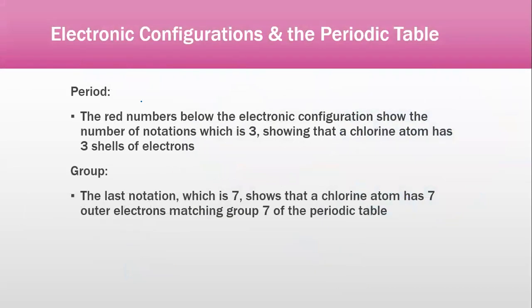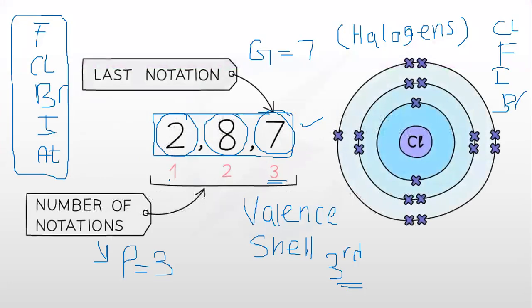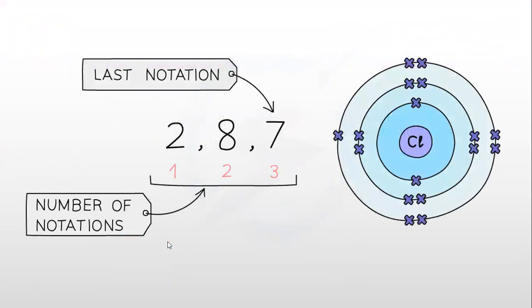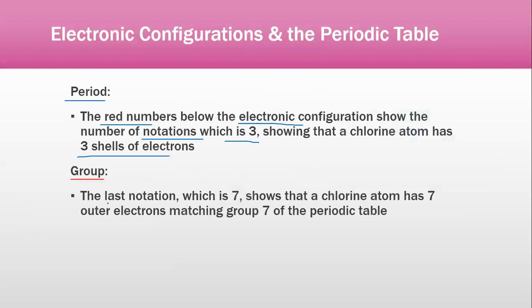Electronic configurations and the periodic table again. So the red numbers below the electronic configuration show the number of notations, which is 3, showing that the chlorine atom has 3 shells of electrons. अब जो ये red numbers के अंदर हमने नीचे mention किया था, these are the number of notations. कि हमारे पास 3 notations है, which means that the element we are talking about is basically in period number 3. Group कैसे identify होगा? The last notation, which is 7, shows that a chlorine atom has 7 outer electrons matching group 7 of the periodic table. तो period number आपके पास identify हो जाएगा by looking at the number of notations.